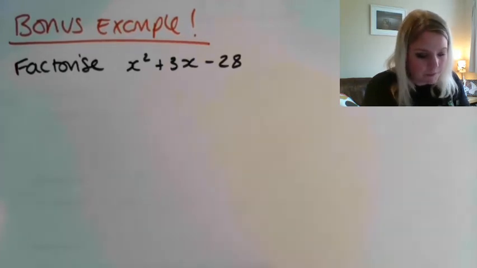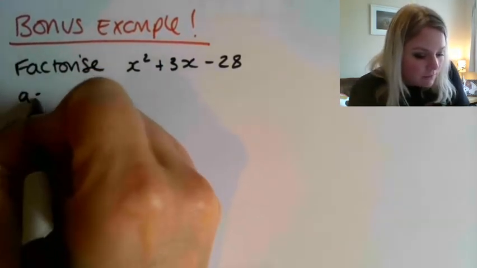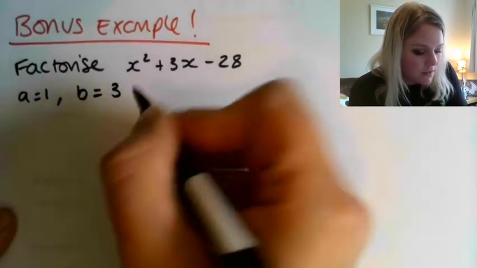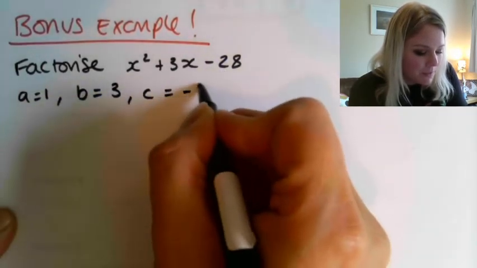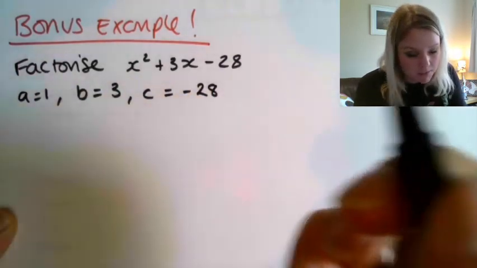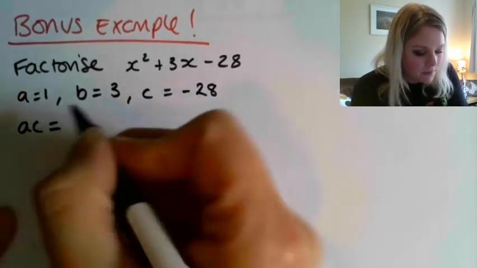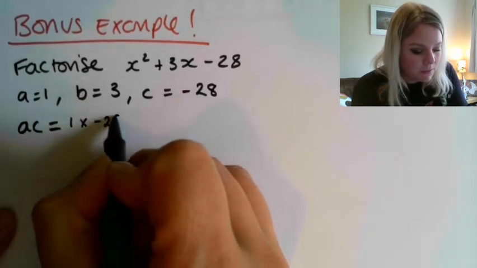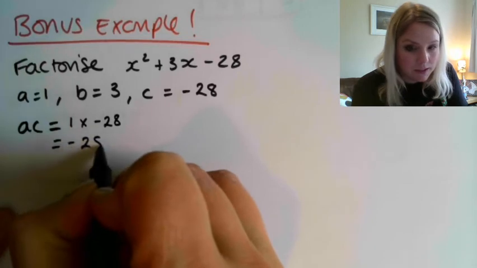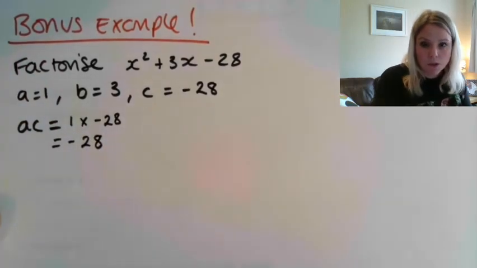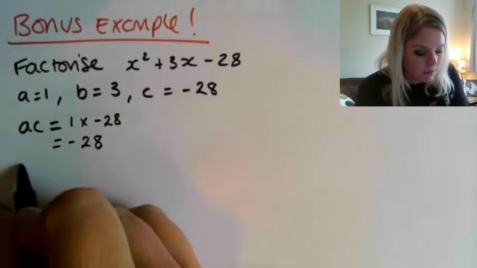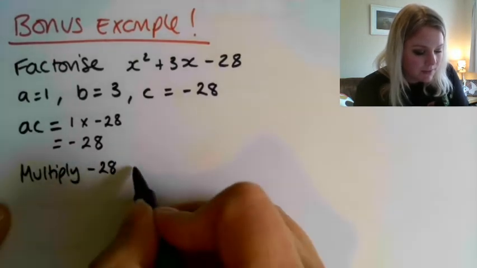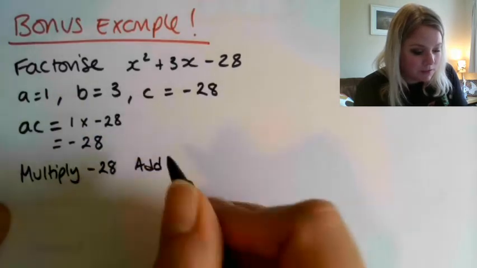Okay, so A is 1, B is 3, and C is minus 28. Remember, AC is the product of A and C, so that's 1 multiplied by minus 28, which gives us minus 28. So we're looking for two numbers that multiply to give us that minus 28 and that add to give us the B number, which was 3.